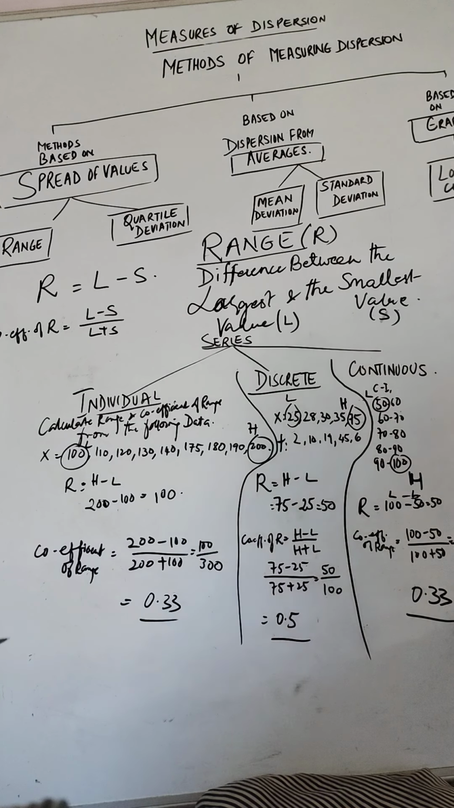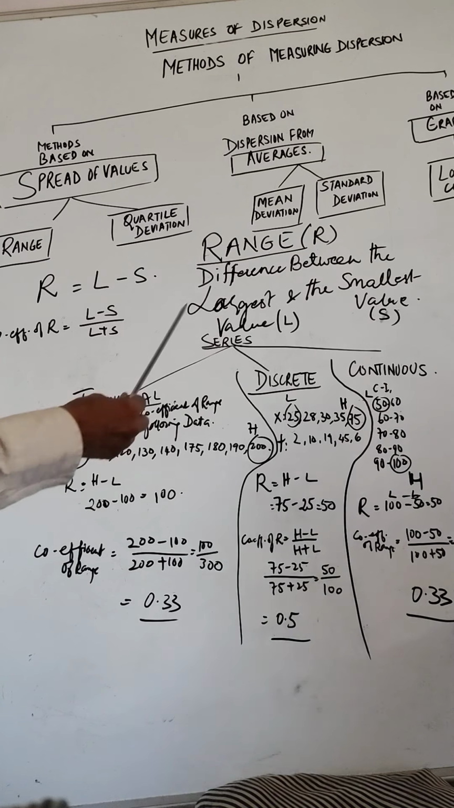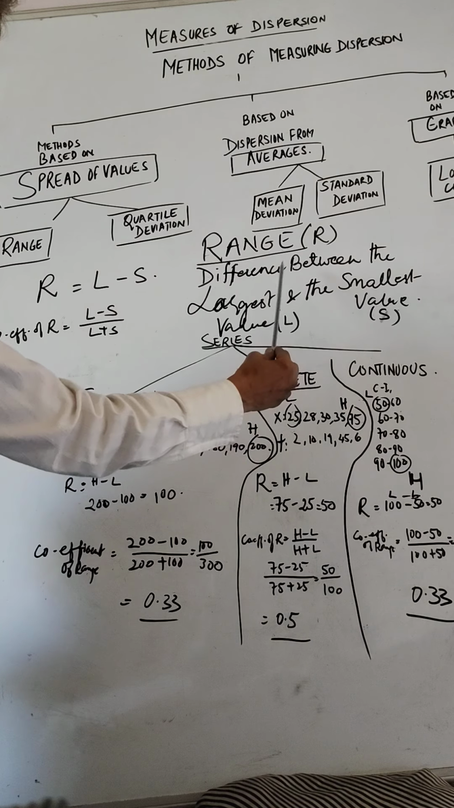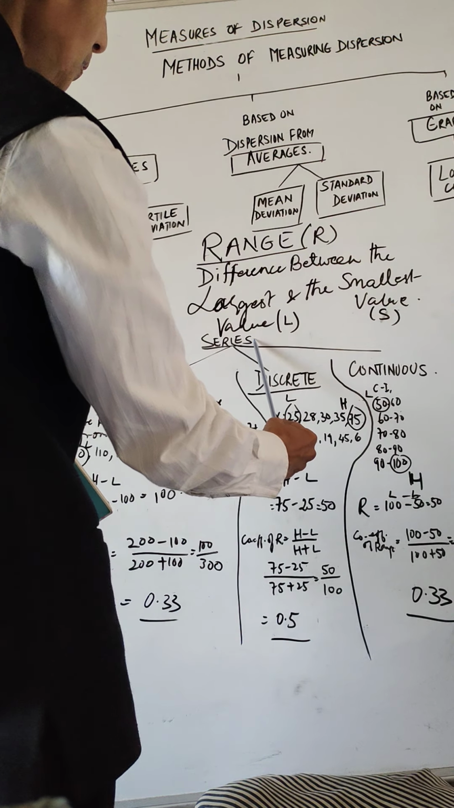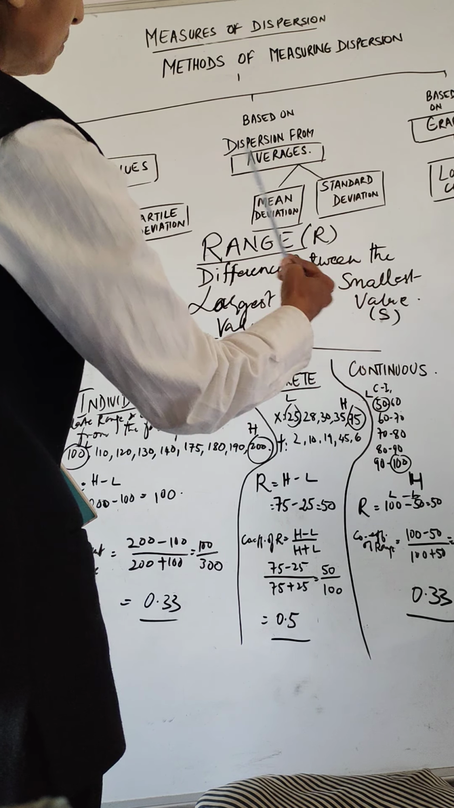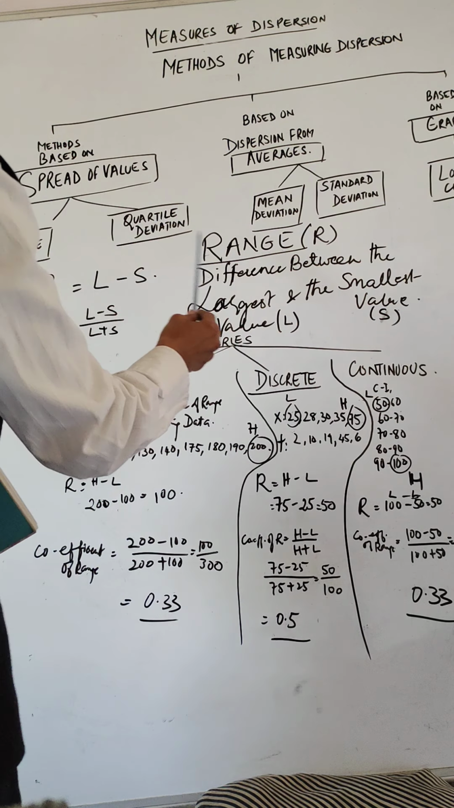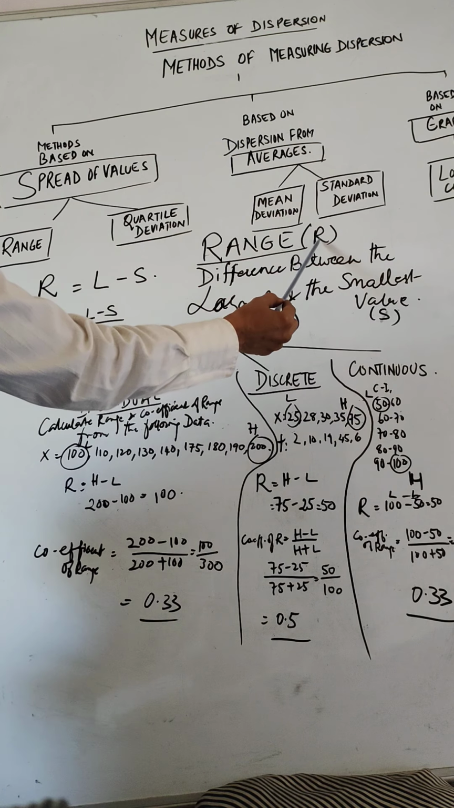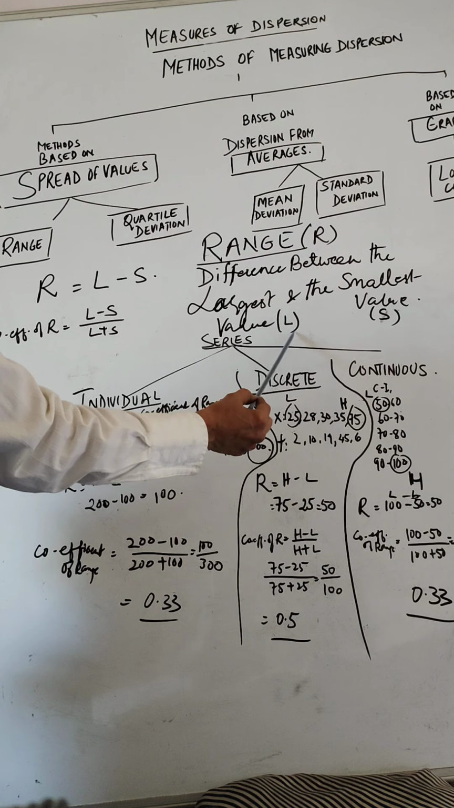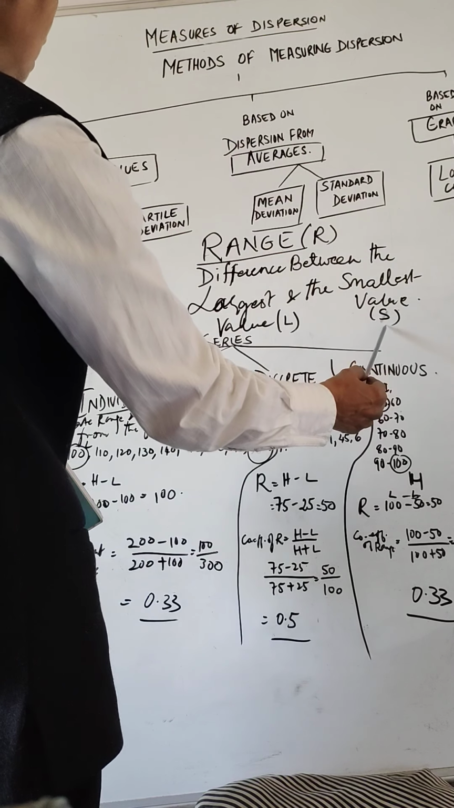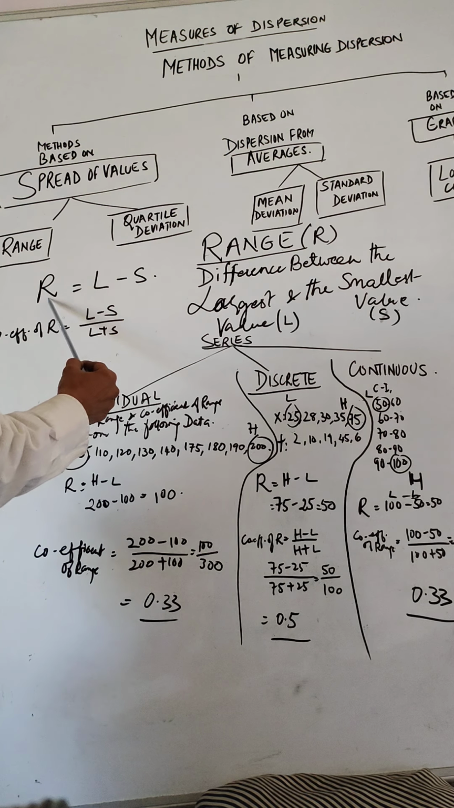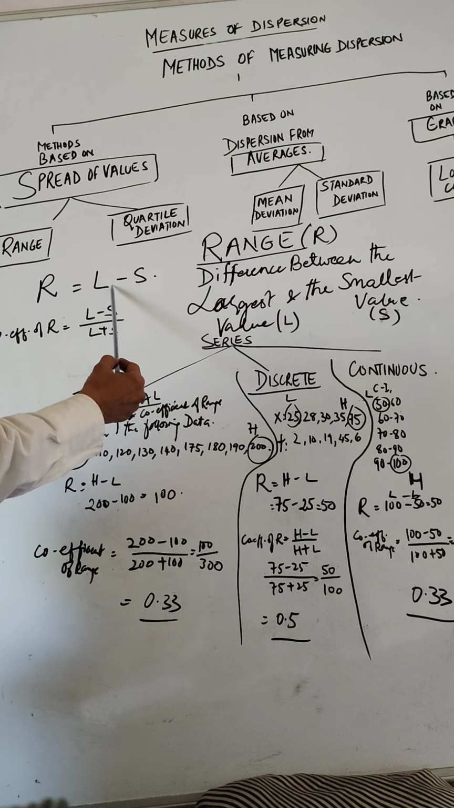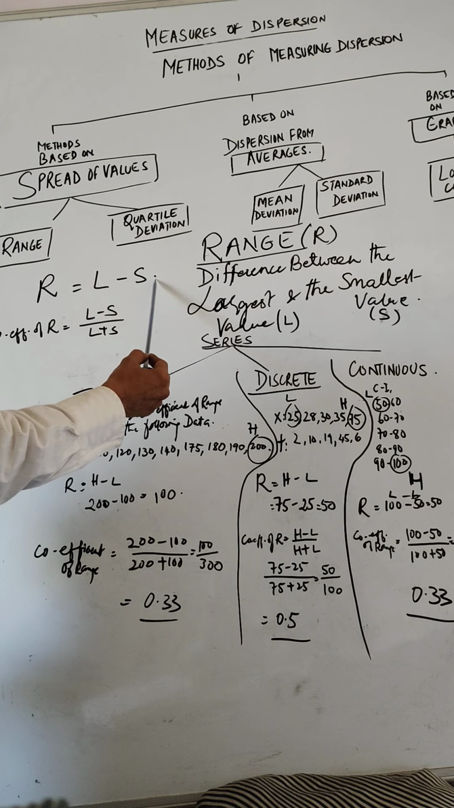Again, as I just told you, it is the simplest method of measuring dispersion. How do you measure it? It is the difference between the largest value and the smallest value. That is known as range. So I put range as R, the largest value as L, and the smallest value as S. So R is equal to the largest value in the series minus the smallest value.